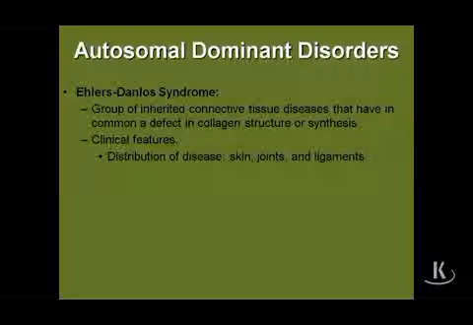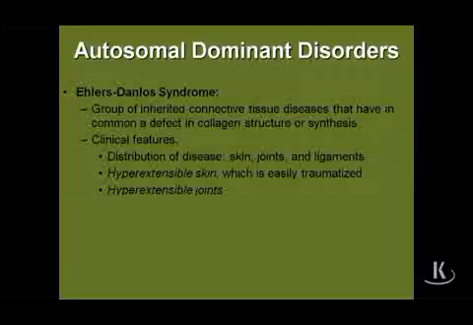So what are the clinical features? Obviously, collagen is found in skin, joints, and ligaments, and can lead to structural weakness and hyperextensibility of joints, hyperextensibility of skin, and wound dehiscence. It would be a problem because you need that collagen in order to provide structural integrity to the wound, so it can easily tear apart.